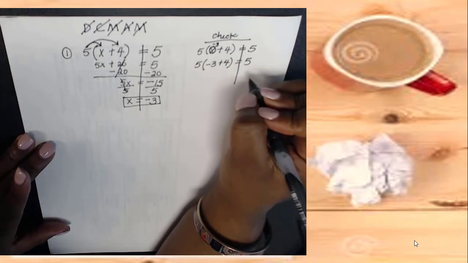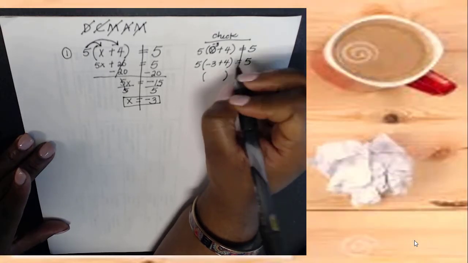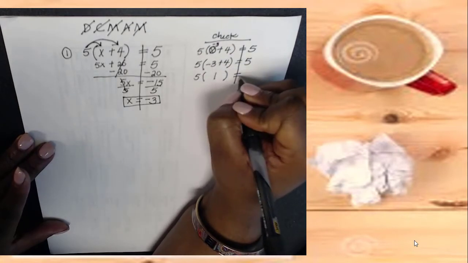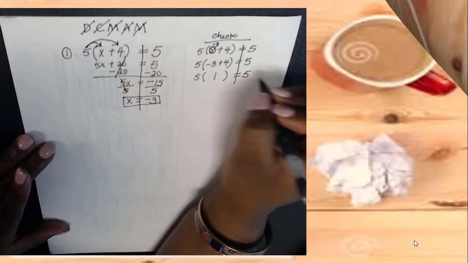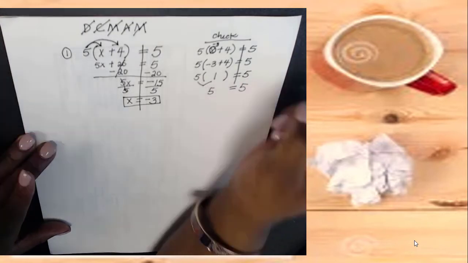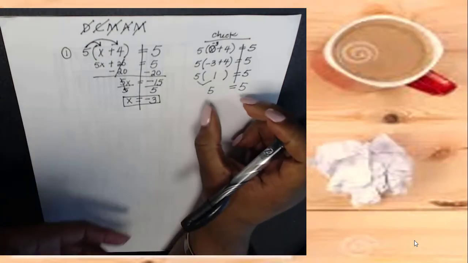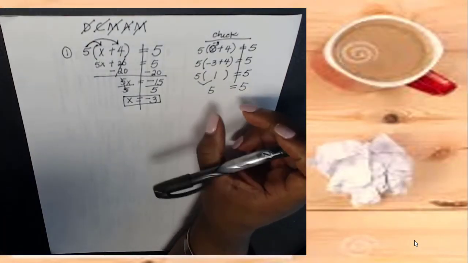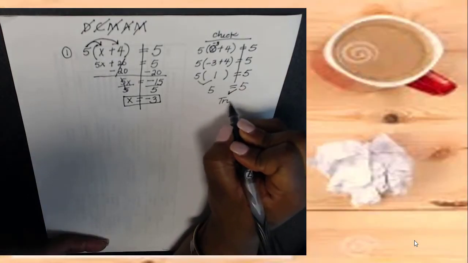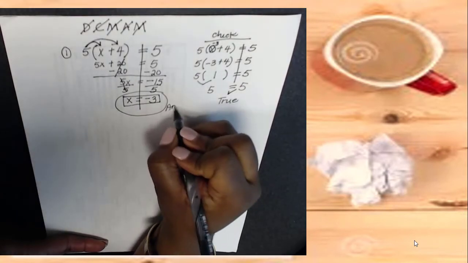All right, using our order of operations, our parentheses or grouping symbols come first. We have negative 3 plus 4, that's positive 1. Then you'll bring everything else down. Now we're left with 5 times 1 is 5 equals 5. When you're left with a set of numbers on both sides of the equal sign that are both the same, then we'll say yes, this equation is true, and this lets us know that negative 3 is our final answer.